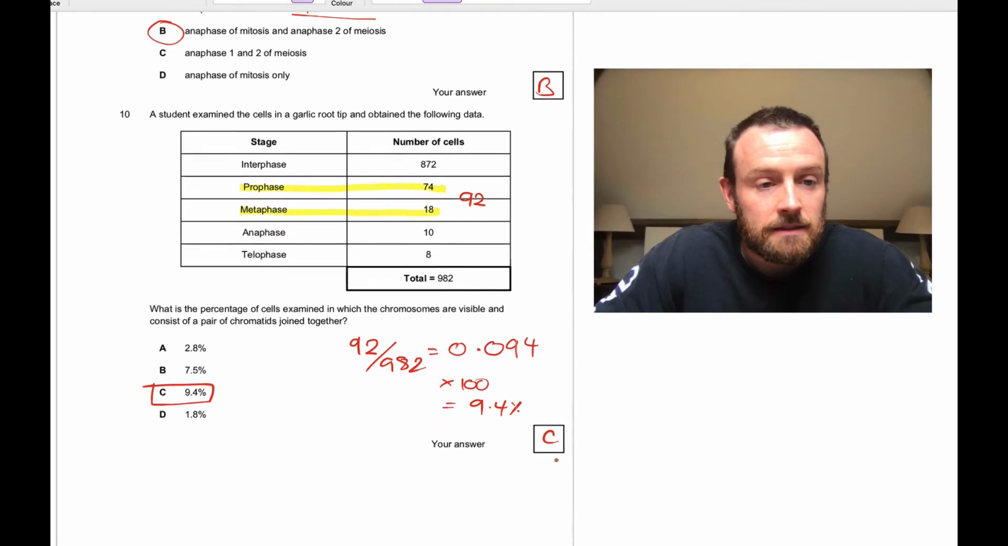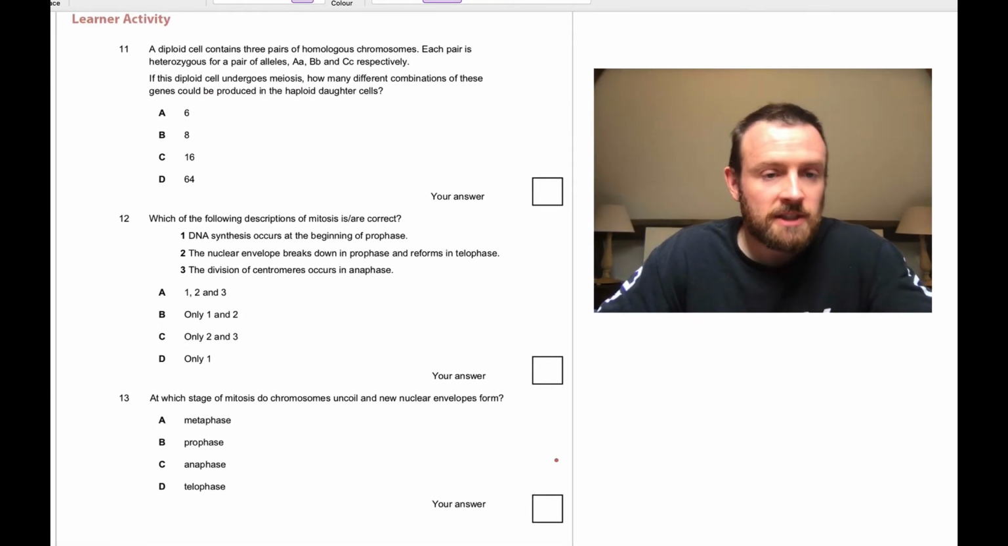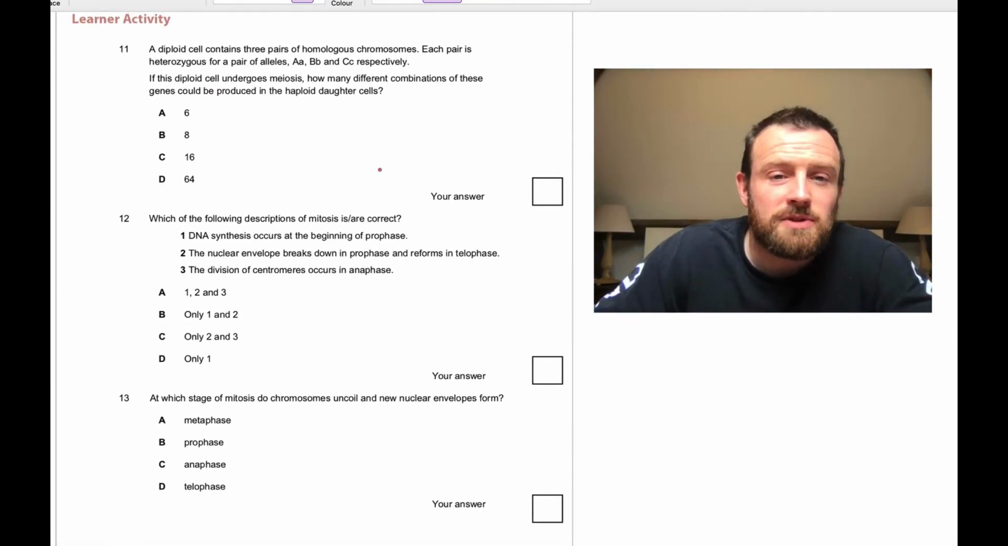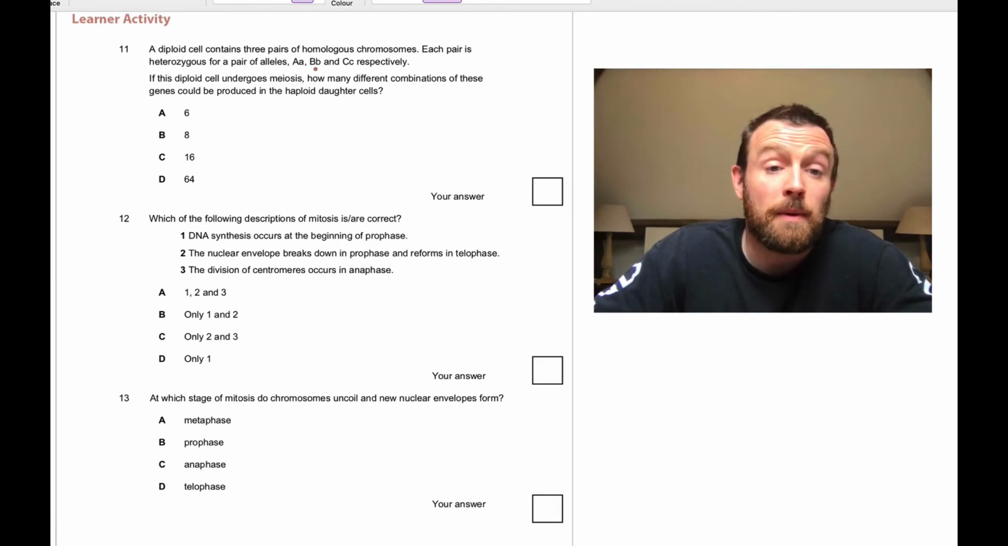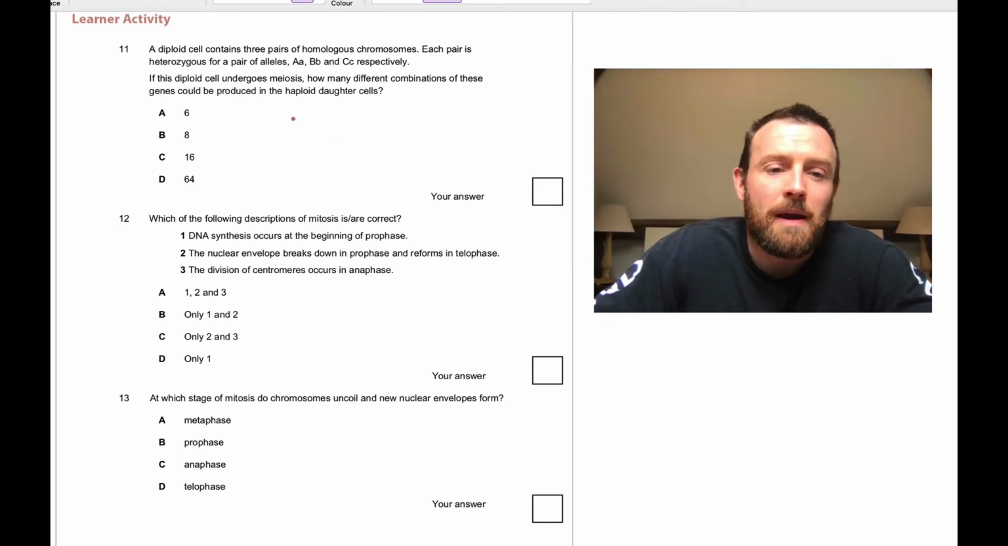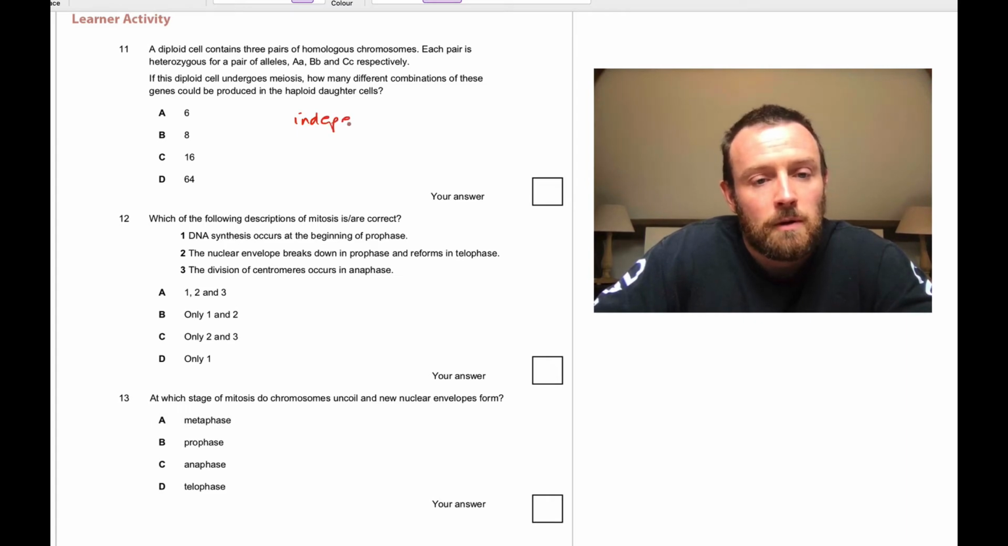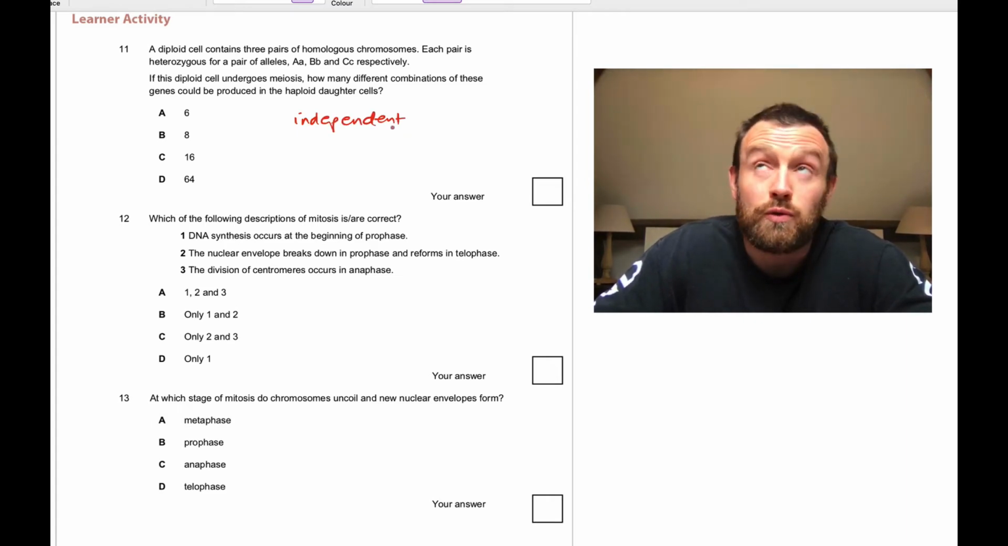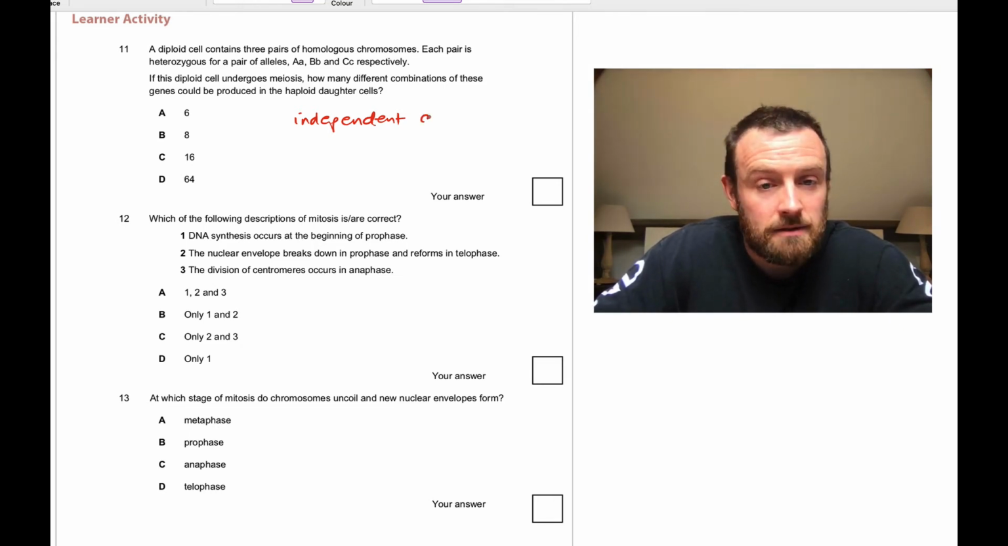All right. 11. A diploid cell contains 3 pairs of homologous chromosomes. Each pair is heterozygous. Big A, little a, big B, little b, big C, little c, respectively. If this diploid cell, which contains 3 pairs of homologous chromosomes, undergoes meiosis, how many combinations could you produce? So this is all about independent assortment, which is one route that an organism generates varied gametes.